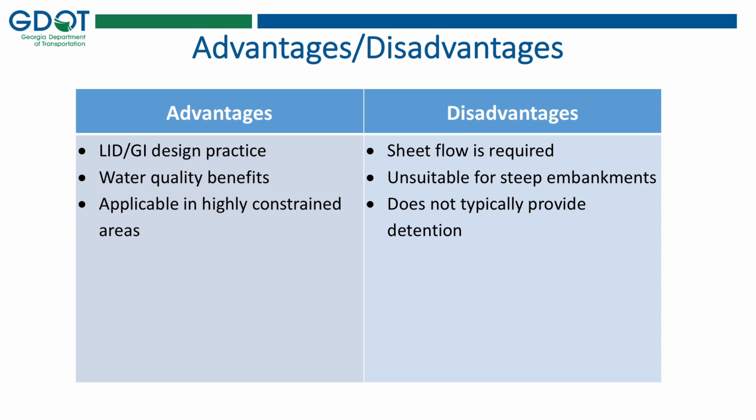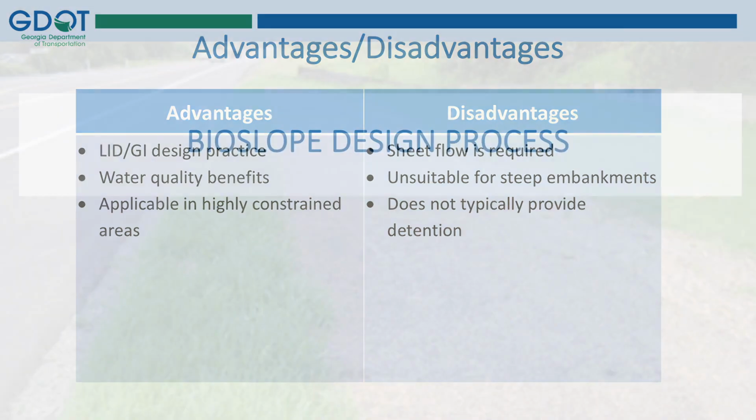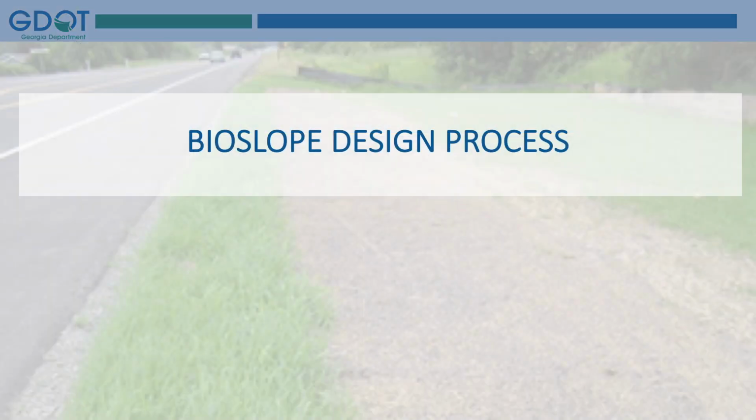For some sites, a bioslope may be sized for the channel protection volume instead of the water quality volume. With this larger design flow, the BMP size would also increase, so available right-of-way may be an inhibitor for this application. Now, let's review the process for designing a bioslope.